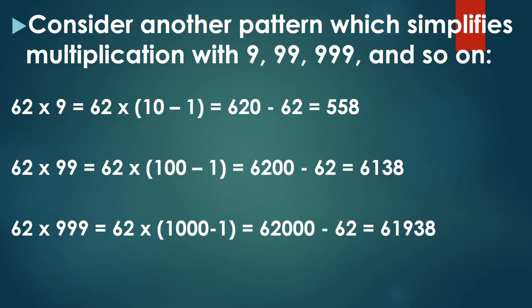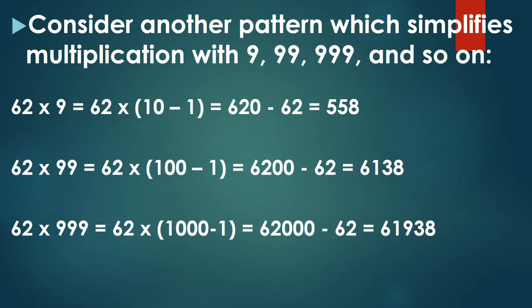Next is 62 multiplied by 99. How can we write down 99? We can write it easily like 100 minus 1. So now 62 multiplied by 100 is 6200, then subtraction sign, and then 62 multiplied by 1 is 62. So it is 6138.